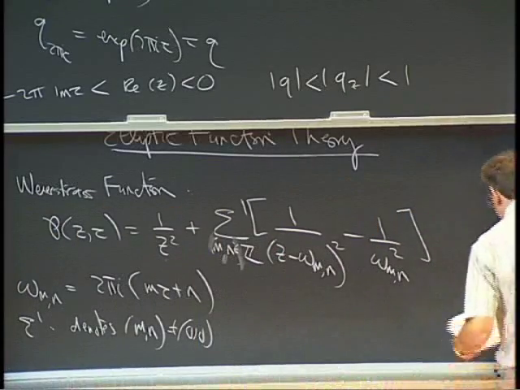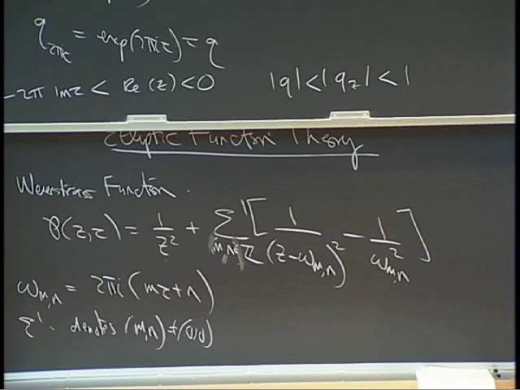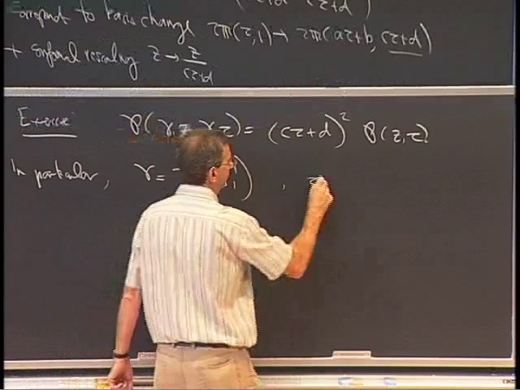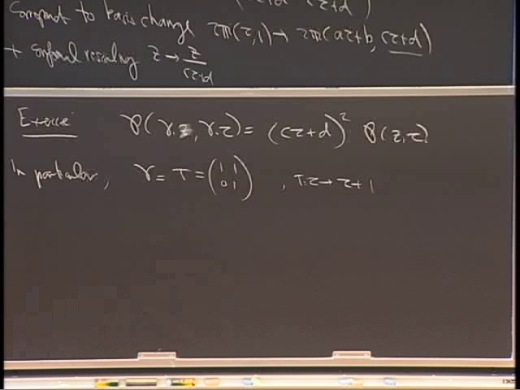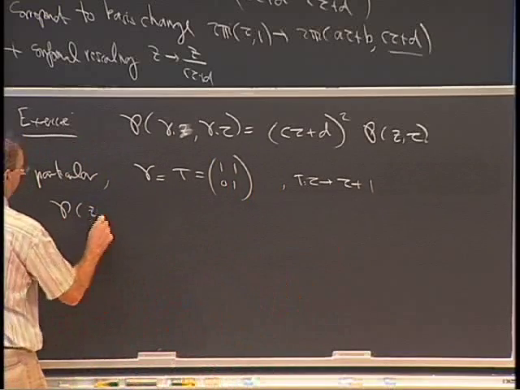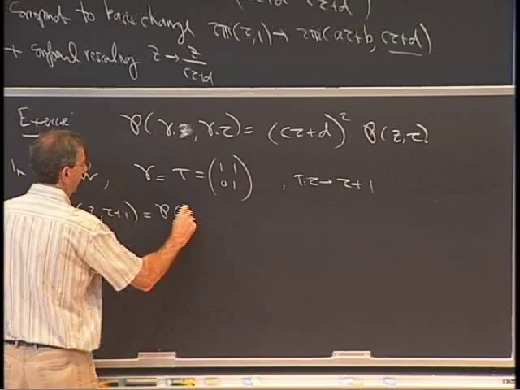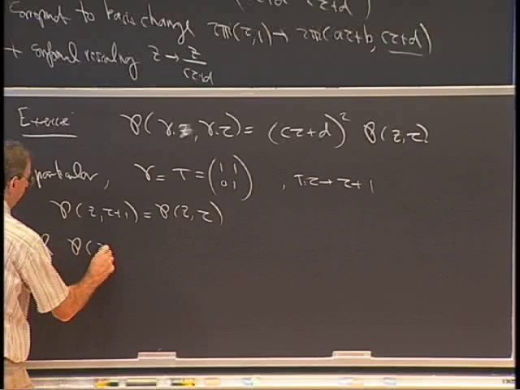Okay. Now what I want to do next is to point to the following facts. In particular, notice that, and this goes in with remarks that Jeff was making before in his talk, I think, if I choose gamma equal to T, the following matrix, which sends tau to tau plus 1, well, that matrix has c equal to 0 and d equal to 1, and so the function is in fact invariant under this transformation. Tau plus 1 is tau. But we also had the periodicity z goes to z plus 2 pi i.